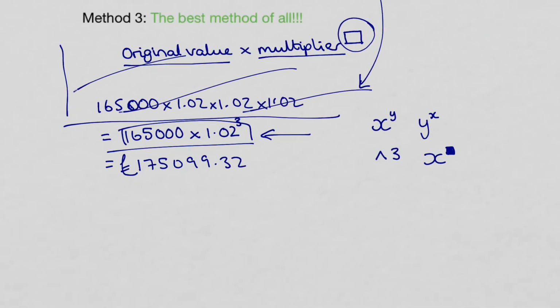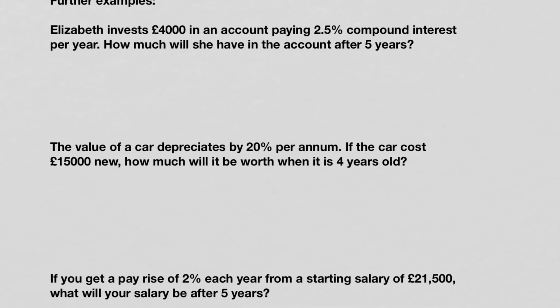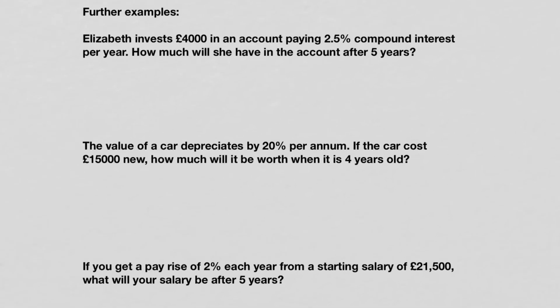Okay, so that indeed is the best method of all. So now we're going to look at a few examples. Remember what we're starting off with: it's our original value times the multiplier, and then the multiplier will be to a power, and the power is the number of times you're changing by the percentage.